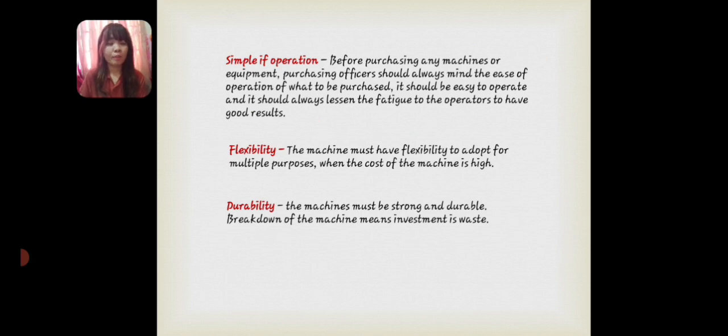Next is ease of operation. Before purchasing any machine or equipment, the purchasing officer should always mind the ease of operation of what is to be purchased. It should be easy to operate and it should lessen the fatigue of the operator to have good results. Next is flexibility. The machine must have flexibility to adapt to multiple purposes when the cost of the machine is high. So, kailangan maging flexible ka. Next is durability. Pag sinabi naman natin durability, the machine must be strong and durable. Breakdown of the machine means the investment is wasted. So, may mga machine talaga na durable.